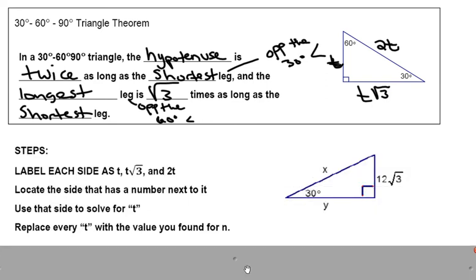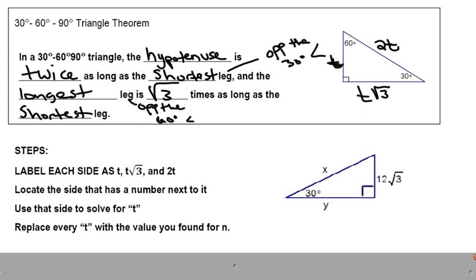Okay, the steps for solving a 30, 60, 90 triangle are similar to a 45, 45, 90, except we're going to use the variable t, and we're using 3 different terms. We label each side as t, t square root of 3, and 2t. So opposite the 30 is always our t. Opposite the 60, once we find our missing angle, 60, opposite the 60 is t square root of 3. And opposite the 90, our hypotenuse, is 2t. We label the hypotenuse 2t.